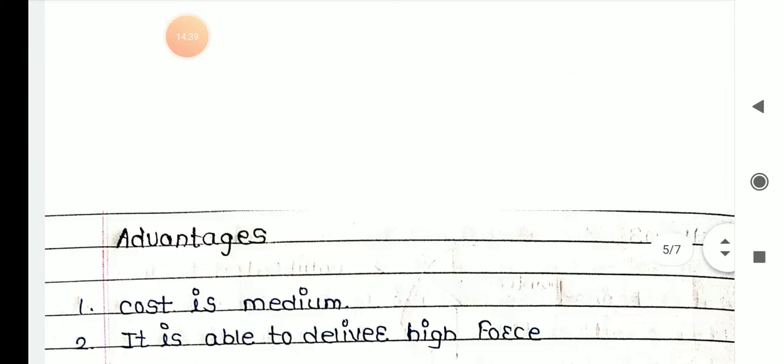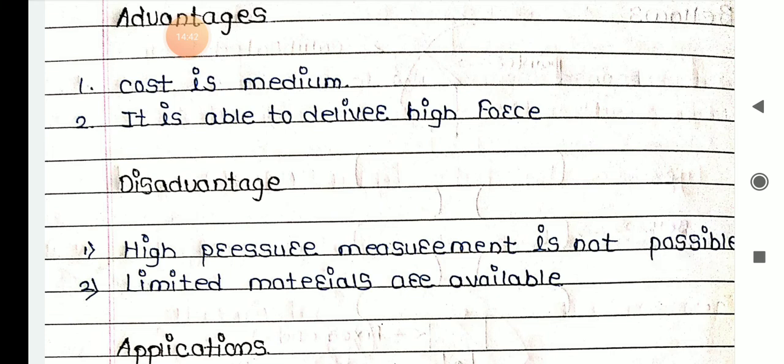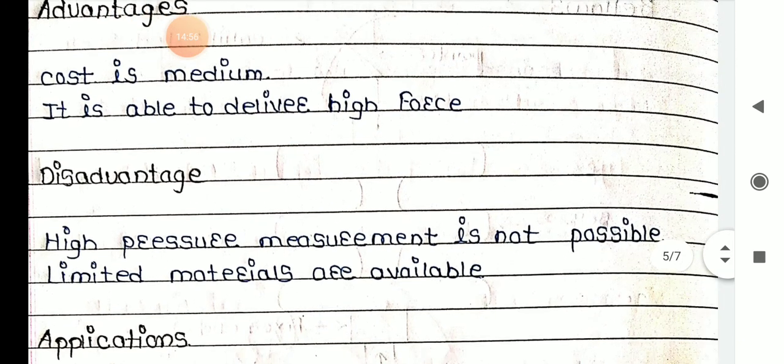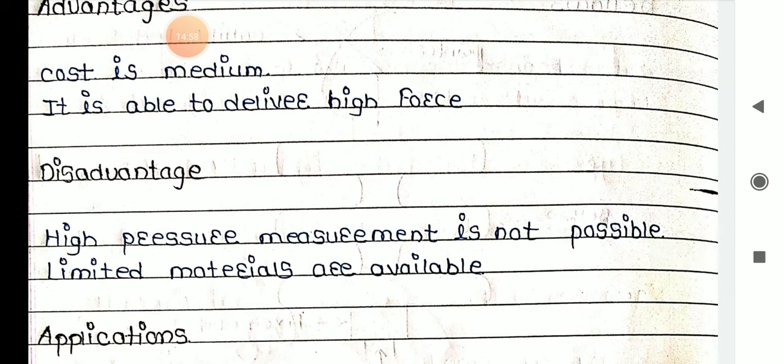Next we'll move on to the advantages. What are the advantages of bellows? First one is the cost is medium or moderate. It is able to deliver high force. Next one is the disadvantages. First one, high pressure measurement is not possible. Second one, limited materials are available. These are the advantages and disadvantages of bellows.